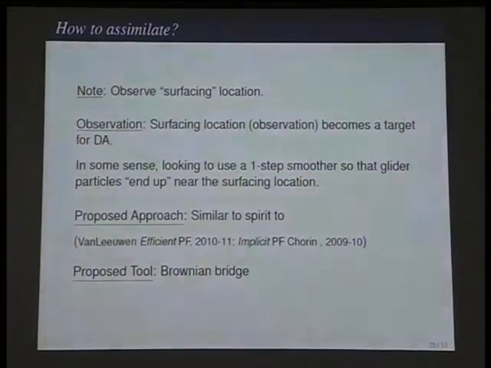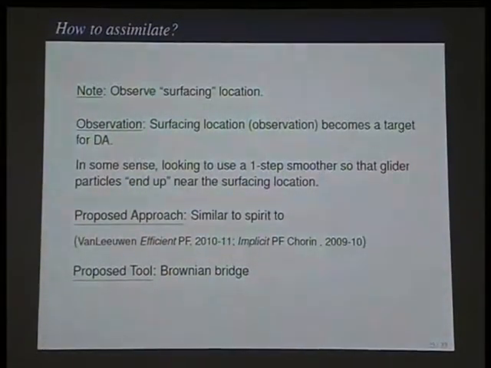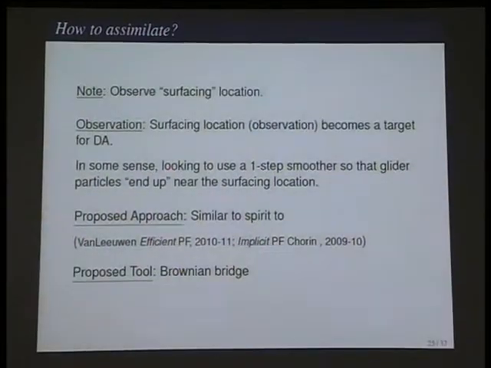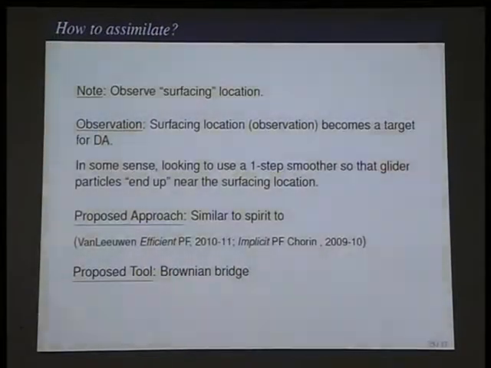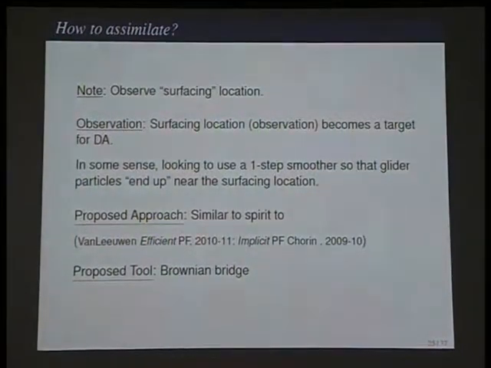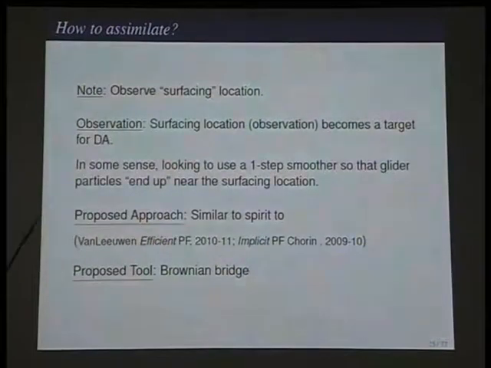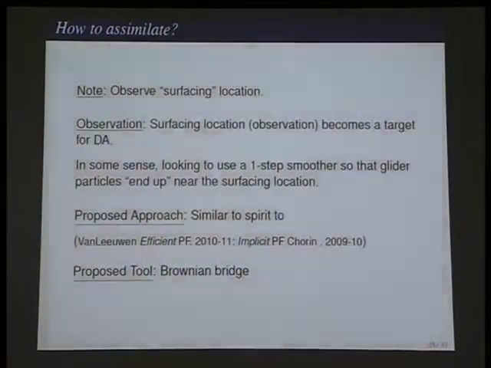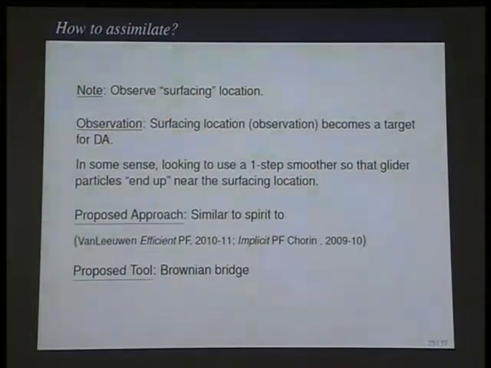Okay, so here's the idea: we're going to observe these surfacing locations, and these are going to be our target for our data assimilation. So we know that we come up over here. We'd like our particles to take a similar path and come up close to the surfacing location. In some sense, this is kind of like a one-step smoother, right? We're going to use this information and go back and see what these paths look like.